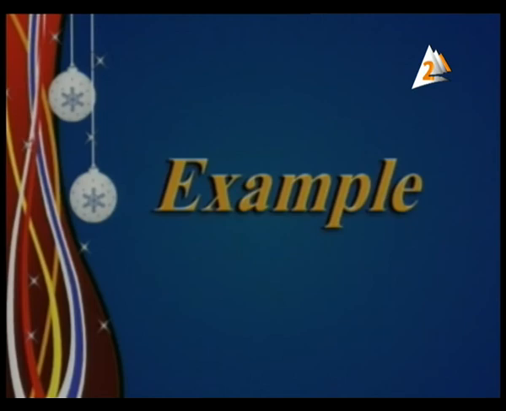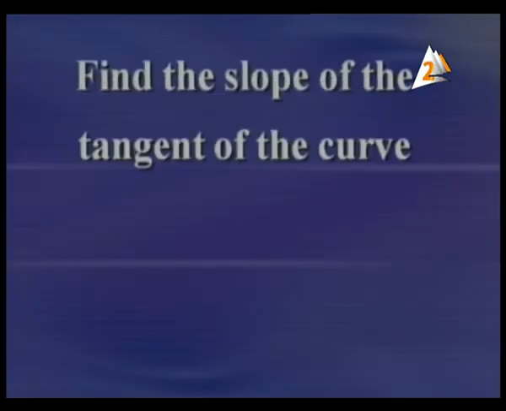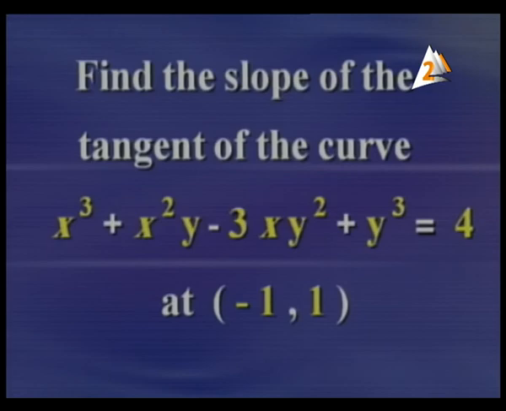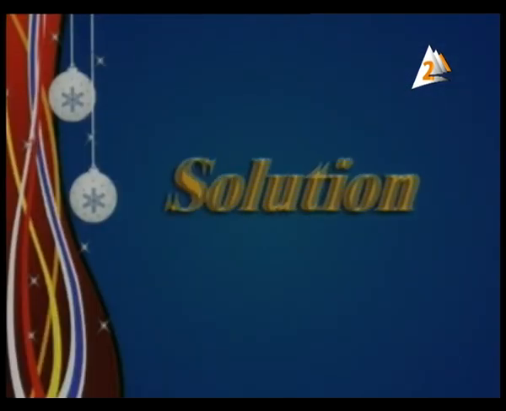Now we move to another example. Find the slope of the tangent of the curve x^3 + x^2y - 3xy^2 + y^3 = 4 at the point (-1, 1). Solution.